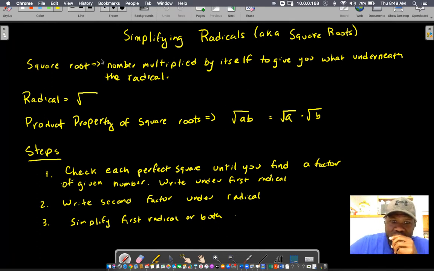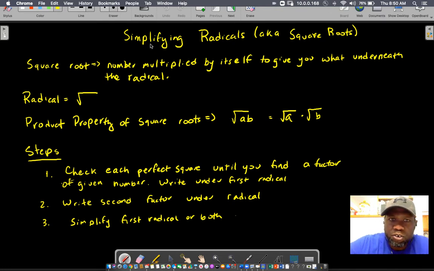This is a preview lesson on how to do simplifying radicals, or AKA square roots. So I'm basically going to go over some of the definitions and some background information really quick, and then I'll go into some problems and try to show you how to do them.